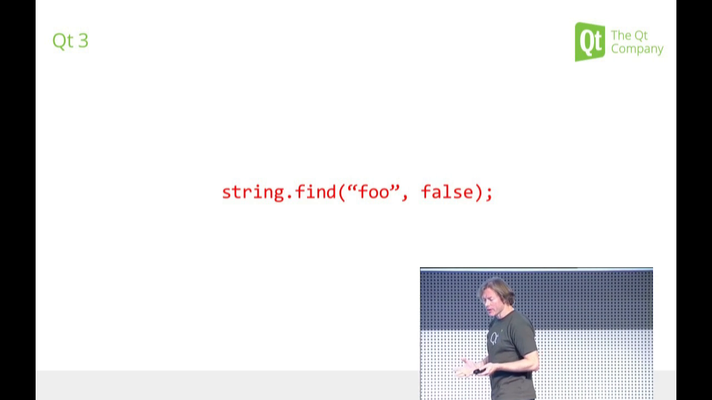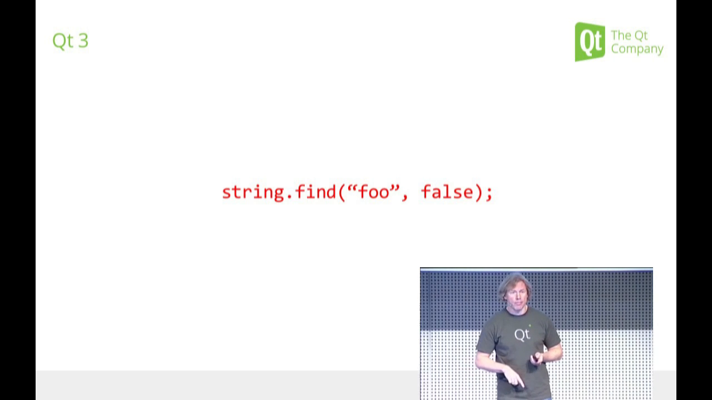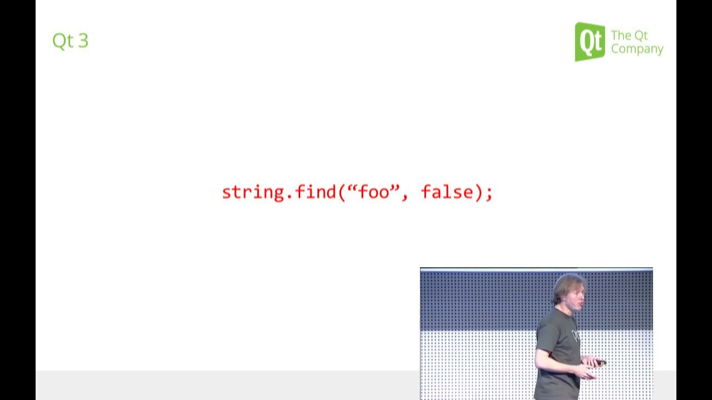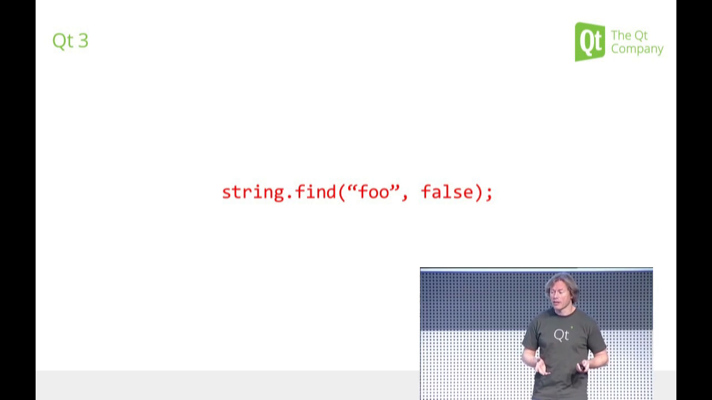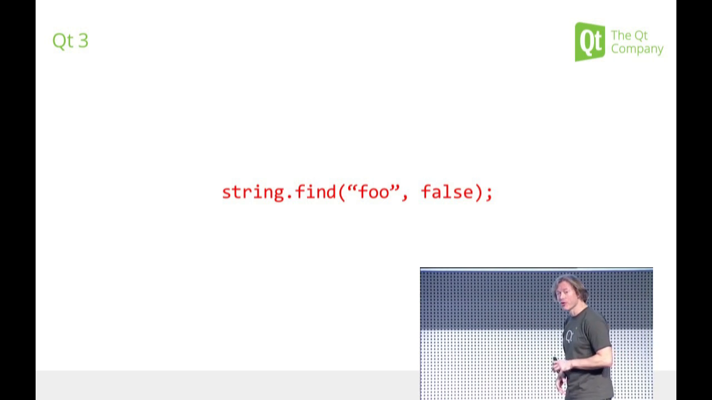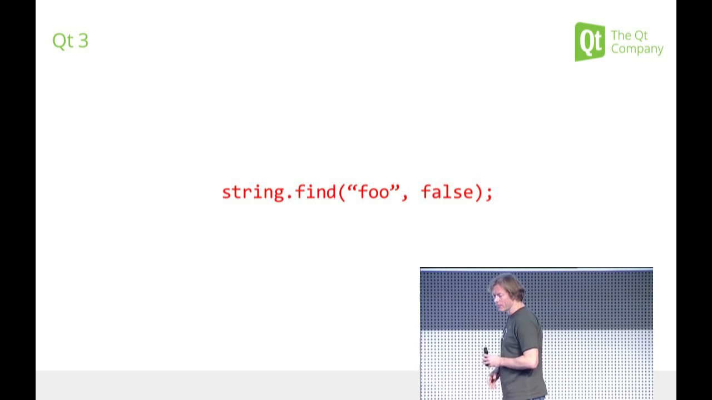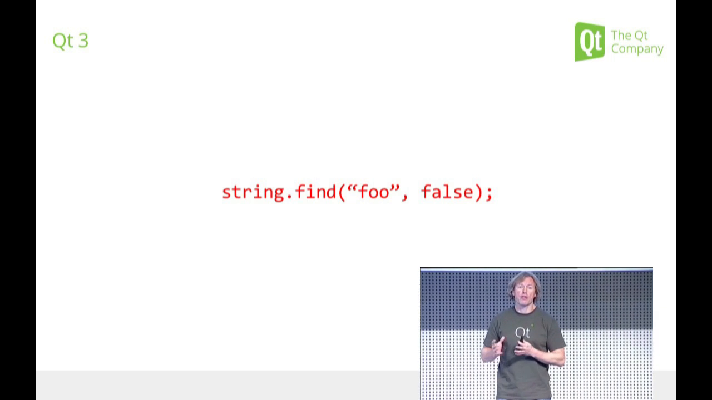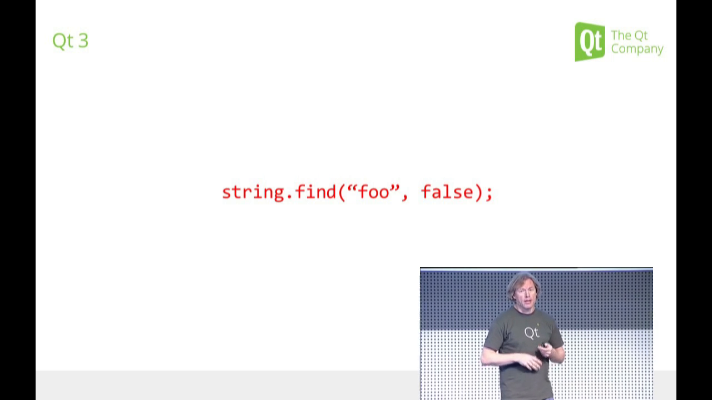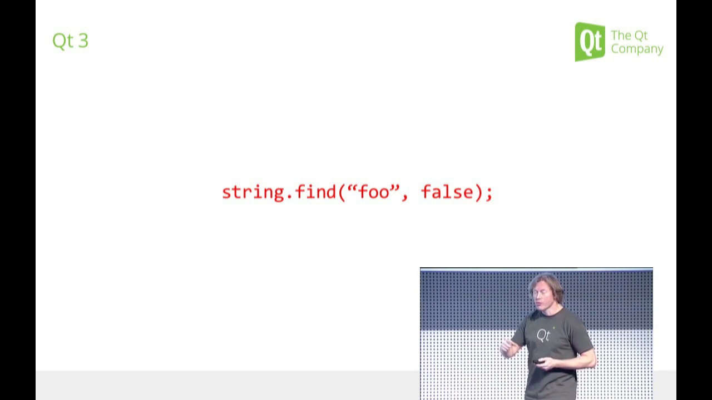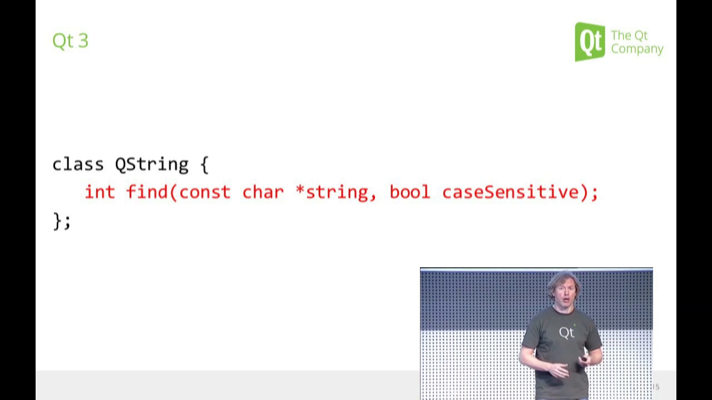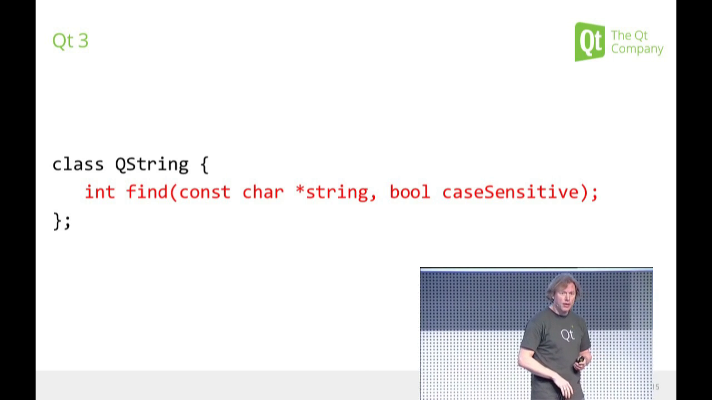There's another problem with it. What does it return? Because all of you who are used to using the STL would think, oh well, it returns an iterator. It doesn't. It returns an integer, an index into the string. So it was in conflict with the common naming conventions that are there in the C++ community. And the bool was about case sensitivity. Now, how could I have known that?